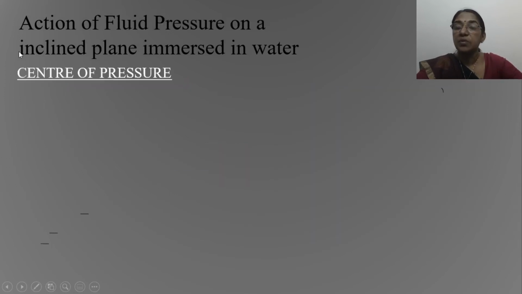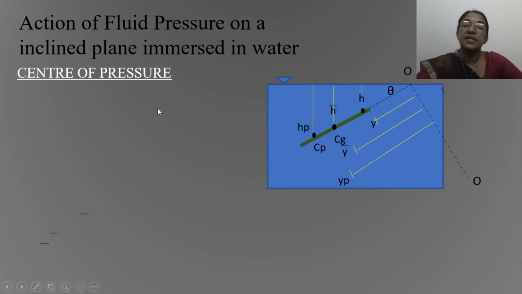So in order to find the center of pressure for an inclined plane, again we have to apply the principle of moments. The principle of moments states that the sum of the moments of the resultant force about any axis equals the sum of the moments of the components about the same axis.